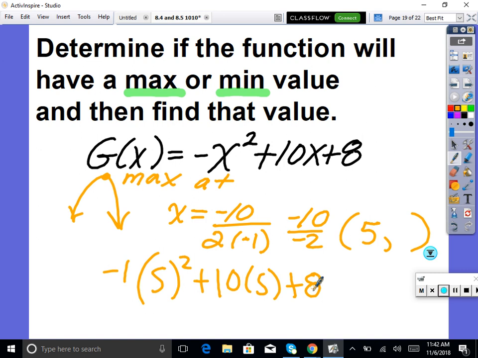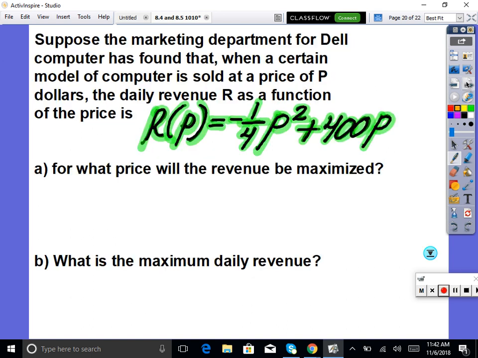Plugging in 5, that'd be negative 25 plus 50, plus 8. So 33 is our maximum. Okay, easy. Okay, now let's do these 2 story problems. Super easy stuff. It really is.